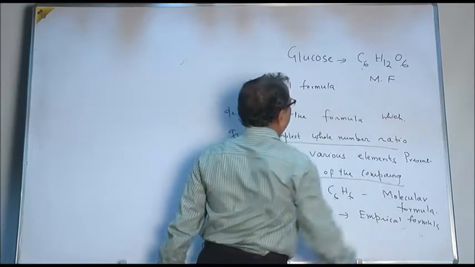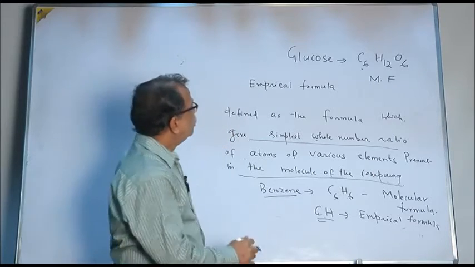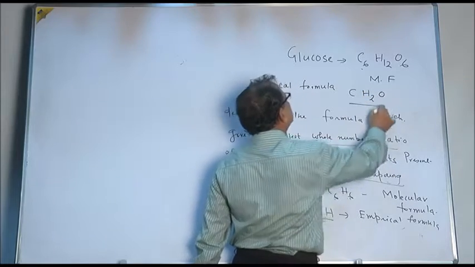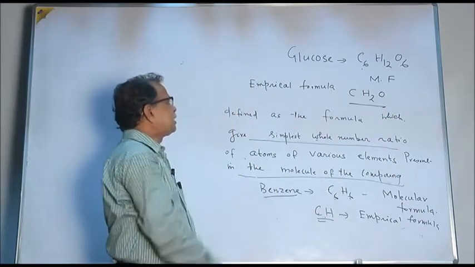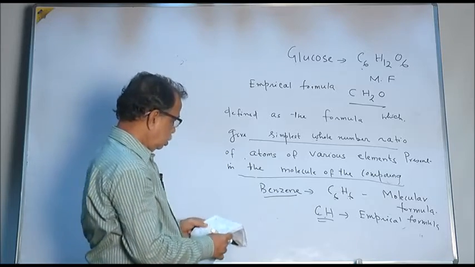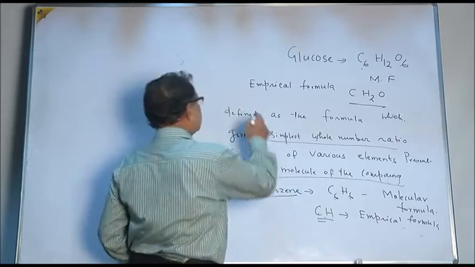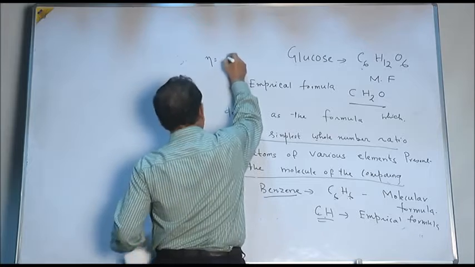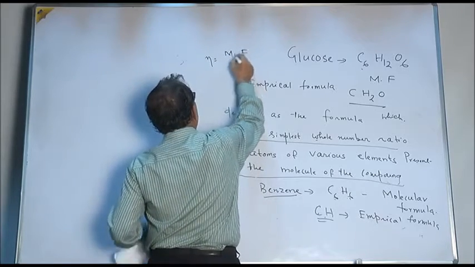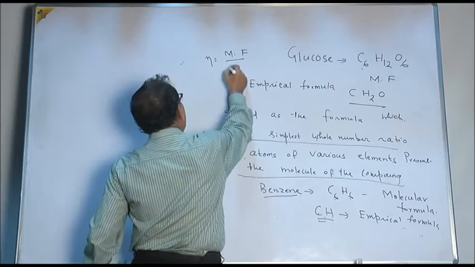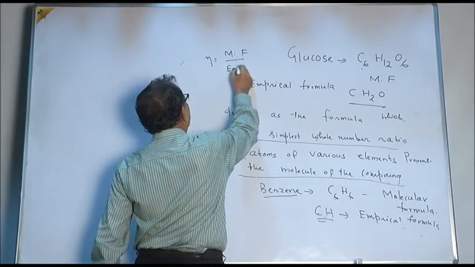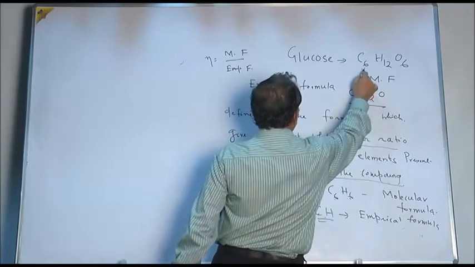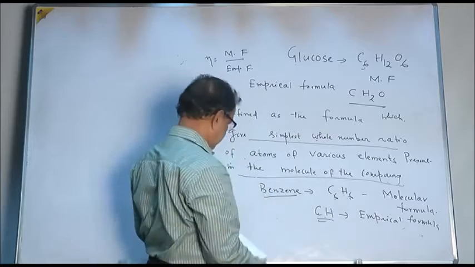So the empirical formula will be, dividing by 6, 6 by 6 by 6, that is equal to CH2O. This is only divisible by 6. So this is your N. Here the N is 6. N is equal to molecular formula by empirical formula. So this by this will be 6. So N is equal to 6.